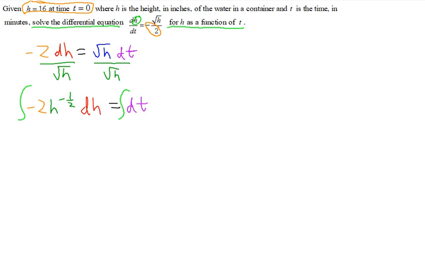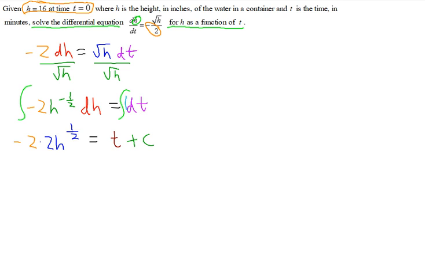The negative 2 just stays out in front as a coefficient. Then when you integrate h to the negative 1/2, you add 1 to the exponent, h to the 1/2, and then dividing by 1/2 is the same as multiplying by 2. Since we're solving for h, I'll put the plus c on the other side. On this side, when you're integrating, remember in front of the dt is a 1. So when you integrate that, you get 1t, or just t, because the variable is t. If the t wasn't there, we wouldn't know what variable to use, and then plus c.